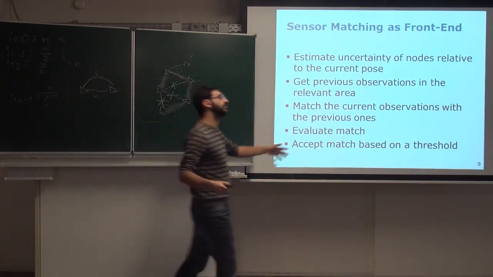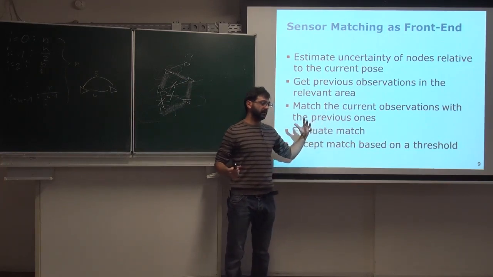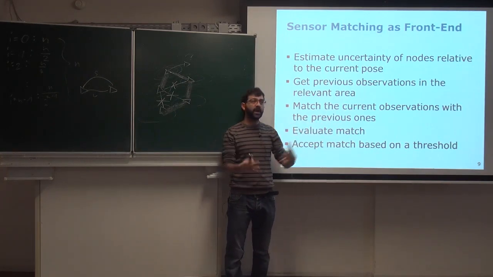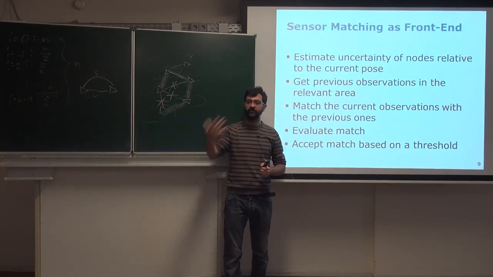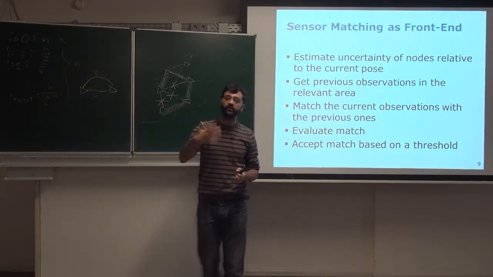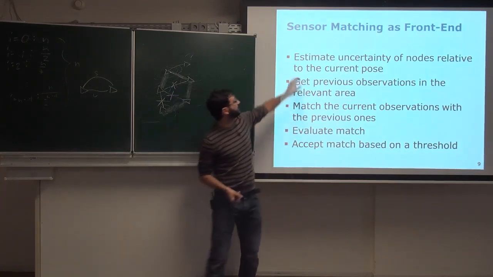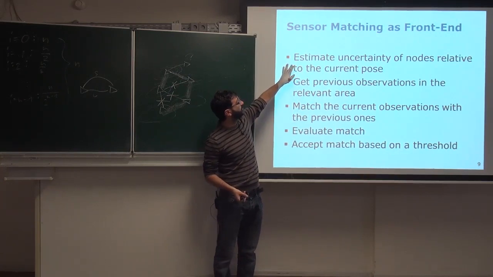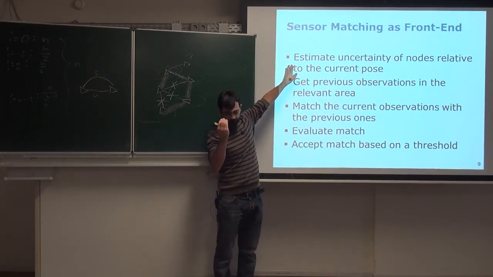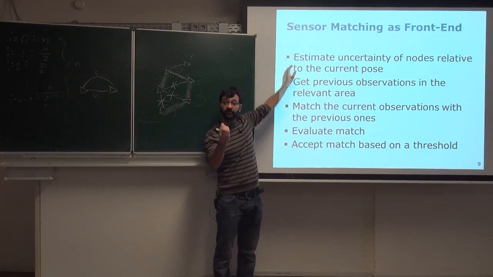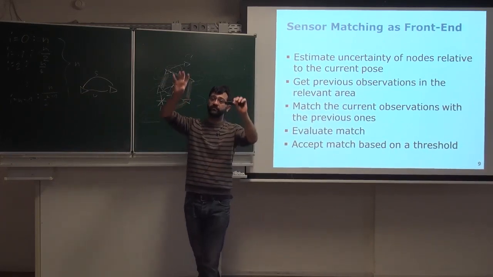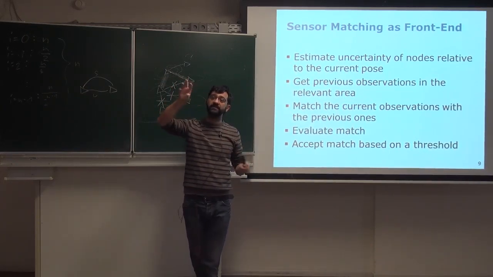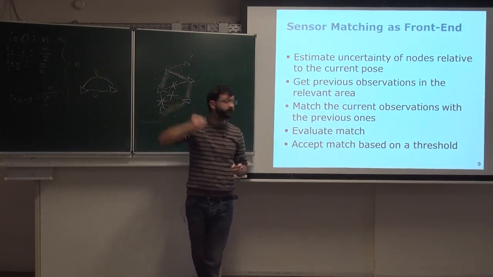Since we want to describe this matching from a front-end point of view, we need to figure out what we need for sure. So the first thing that we need is that we want to have not only the pose, but also the uncertainty. So we don't want to just have the transformation between these two nodes, but we also want to have an idea of how uncertain this transformation is.